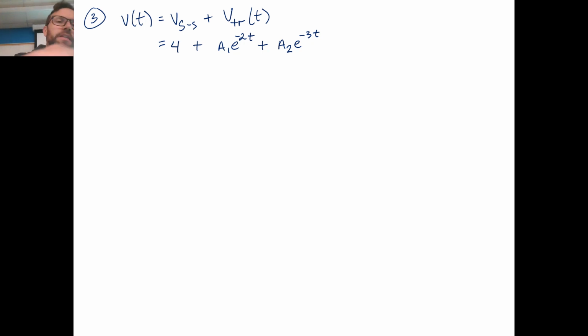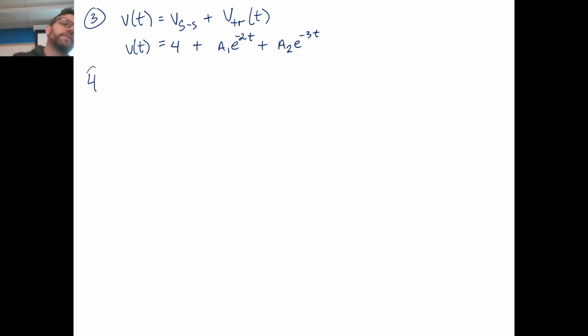And notice that we did this before going to look for A1 and A2. I want to point out that the reason for that is you have to put in this steady state value first. You got to know what the steady state is at t equals infinity, because that's going to affect the t equals 0 values, right? We're going to use those initial condition values.